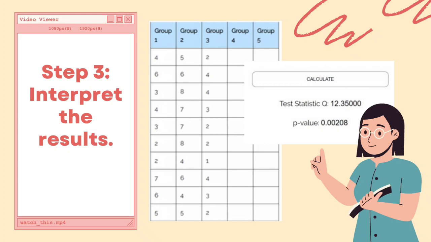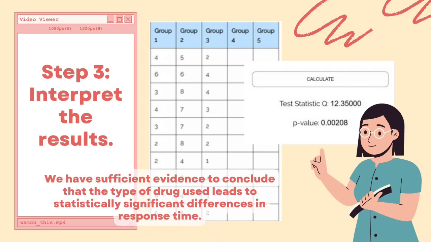The test statistic is Q equal to 12.35 and the corresponding p-value is 0.00208. Since this value is less than 0.05, we can reject the null hypothesis that the mean response time is the same for all 3 drugs. We have sufficient evidence to conclude that the type of drug used leads to a statistically significant difference in response time.